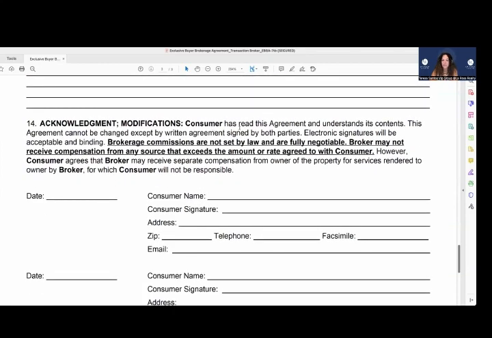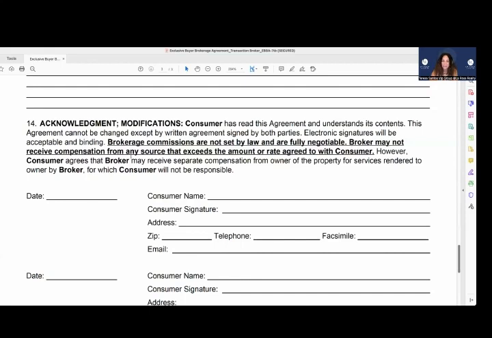Acknowledgement, modifications. Consumer has read this agreement and understands its contents. This agreement cannot be changed except by written agreement signed by both parties. Electronic signatures will be acceptable and binding. Brokerage commissions are not set by law and are fully negotiable. We've always known this. It's never been a set fee for listings, and it's never been a set fee for buyers. It's totally all negotiable.